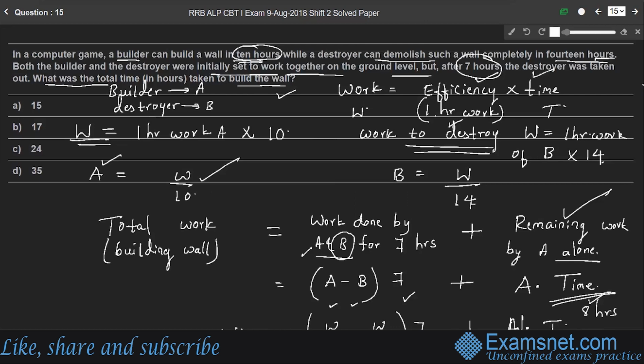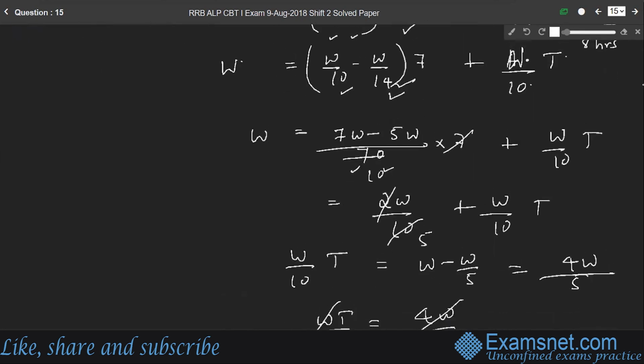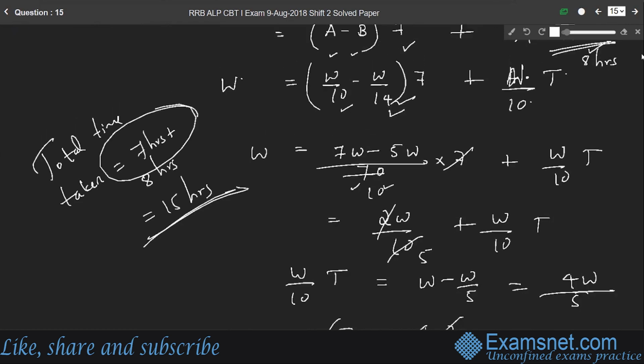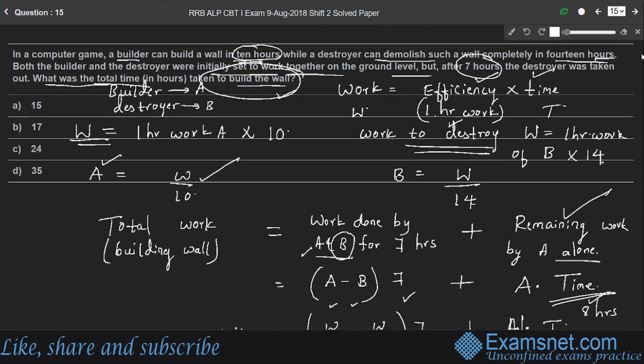So here the question is to find the total time taken to build the wall, right? Therefore, total time taken is equal to first 7 hours, plus last 8 hours, which is 15 hours, right? First 7 hours, this time was taken by A and B to complete some portion of the work, and the remaining 8 hours was taken by A alone, right? Therefore, totally it is 15 hours, option A.